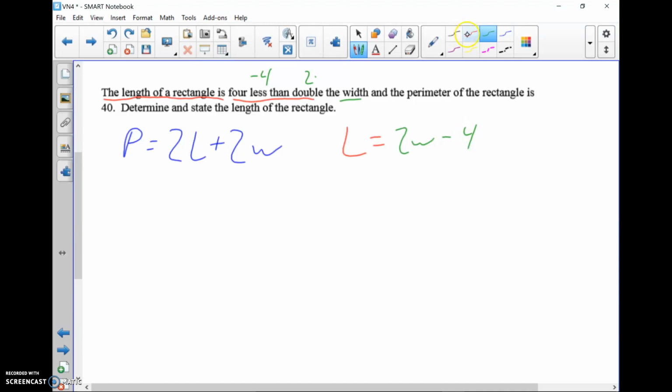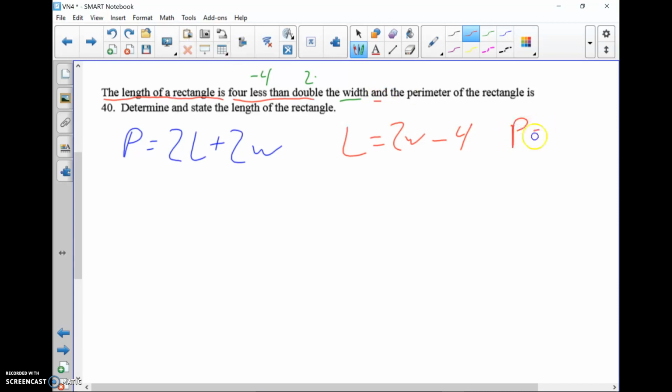The mistake people are going to make here is they're going to want to do 4 minus 2W. But we've seen this before, because we have translated some things before, that when you see 4 less than, that means minus 4, not 4 minus. Subtraction is not commutative. And double the width is 2 times the width, so 2W minus 4. And means new expression here.